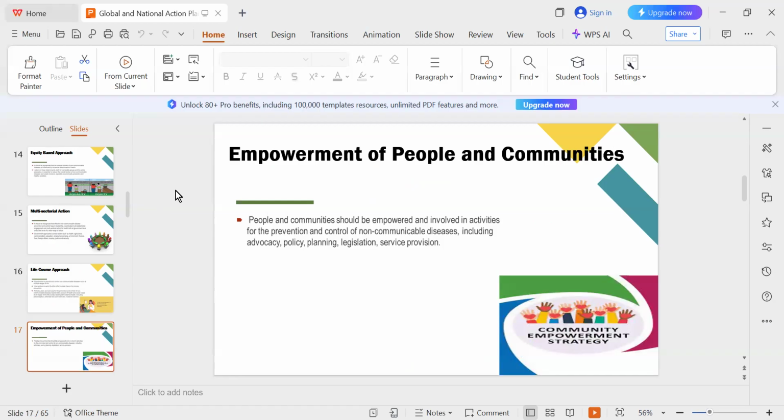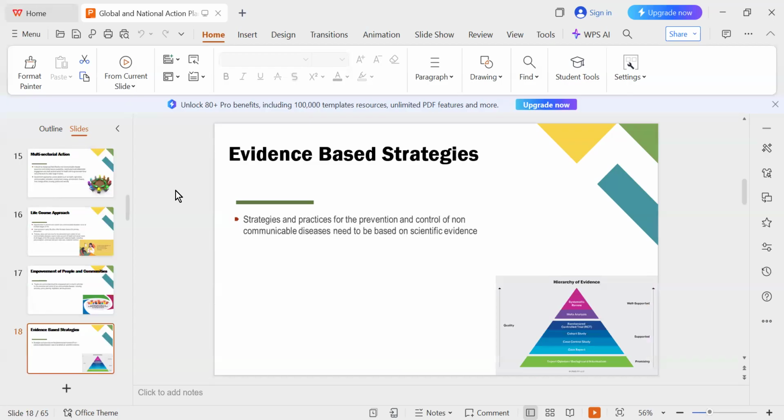Empowerment of people and communities. People and communities should be empowered and involved in activities for the prevention and control of non-communicable diseases, including advocacy, policy, planning, legislation, and service provision. Evidence-based strategies. Strategies and practices for the prevention and control of non-communicable diseases need to be based on scientific evidence.